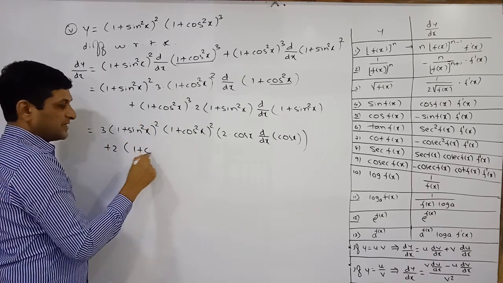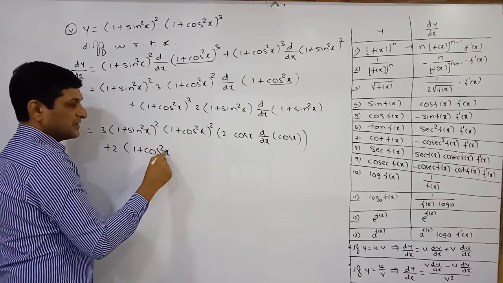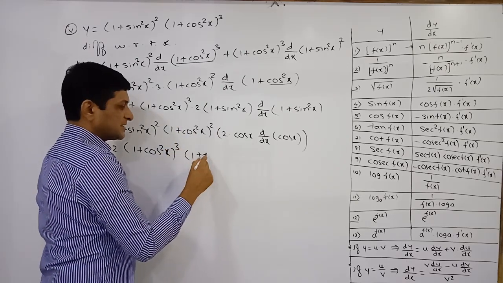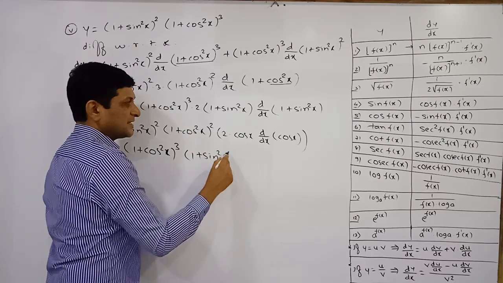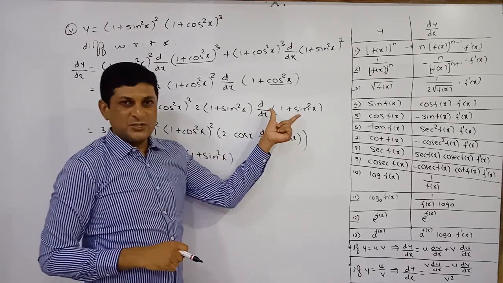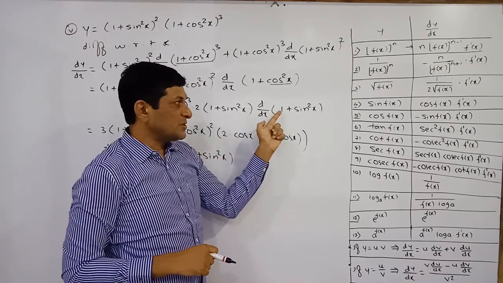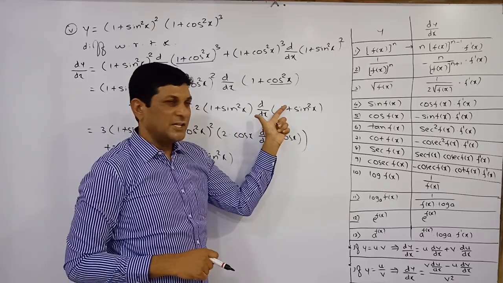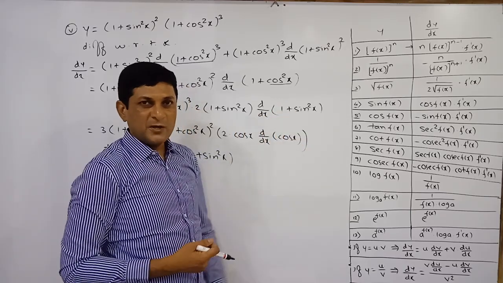Again, (1 + cos² x)³ as it is, and (1 + sin² x) also as it is. Now we are differentiating this function. Observe this function, it is in the form of u + v. First find the derivative of 1. Derivative of 1 is 0. Now we are finding the derivative of sin² x.